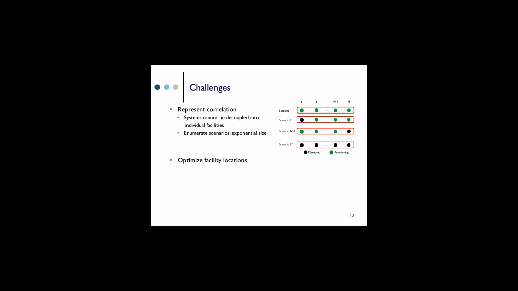The second challenge is how we can optimize the facility locations. From the modeling side, as we show in this example, with the given facility locations, it's extremely complex to evaluate the system cost because we have an exponential size of scenarios. Then, if we want to optimize the facility locations from a large number of candidate locations, the problem will be even more complex to formulate and model.